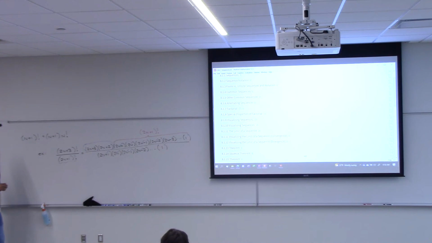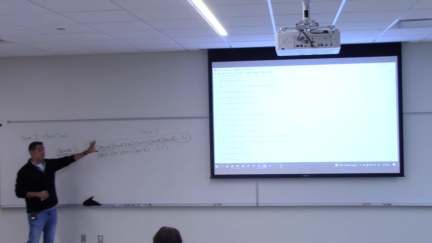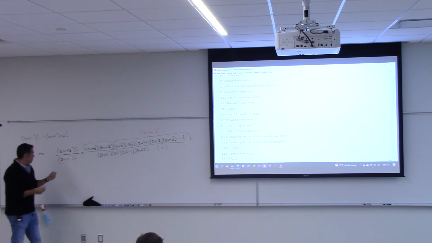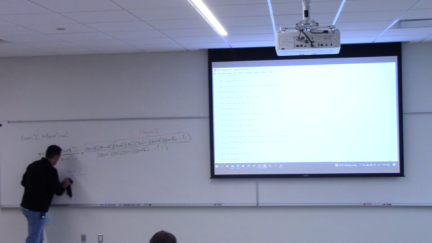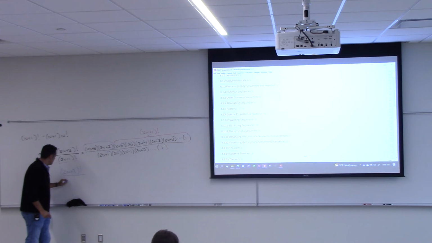So what I'm going to do is start this problem over. I'm going to show you the way you should do this. This was just to kind of get you to see why things are about to behave the way they do. If I were given 2n plus 3, parentheses factorial, over 2n plus 1 factorial.